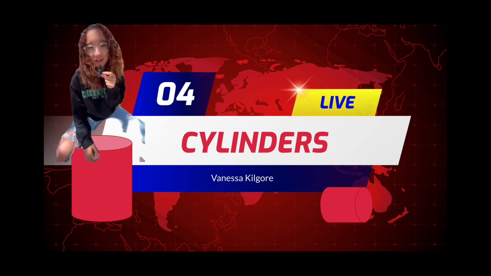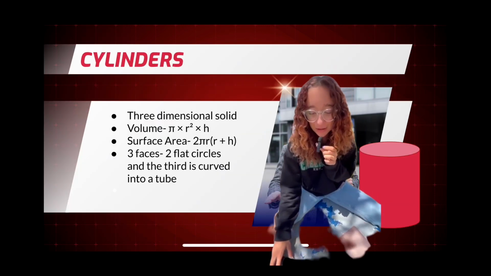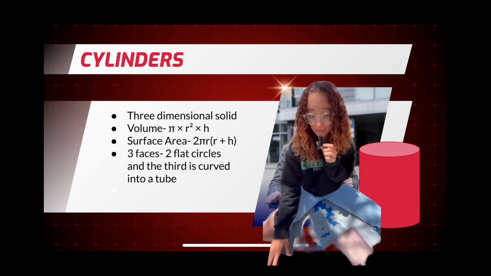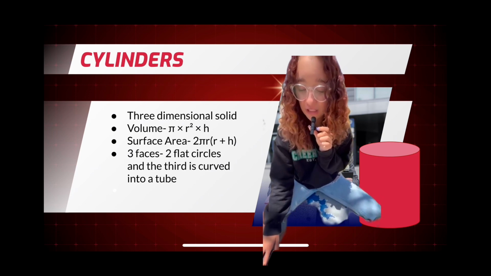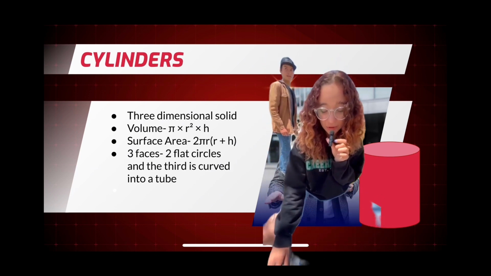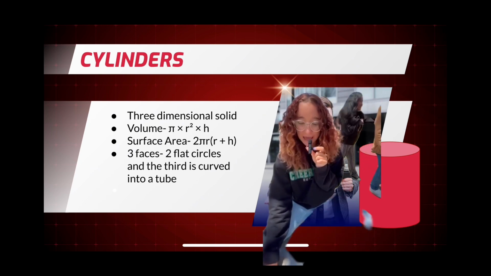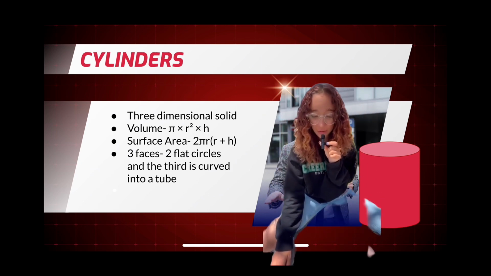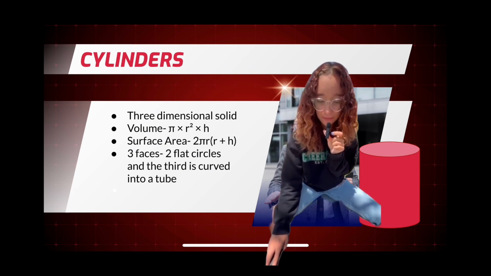Hi, my name is Vincent Kibler, and this is cylinders. A cylinder is a 3-dimensional solid, and to find the volume, you do pi times radius squared times height. And to find the surface area, you do 2 times pi times radius, parentheses, radius plus height, end parentheses. Cylinders have 3 faces. 2 of them are flat circles, and the 3rd one is curved into a tube.